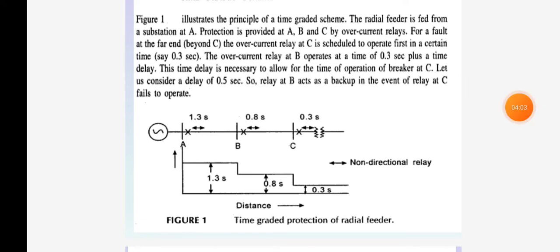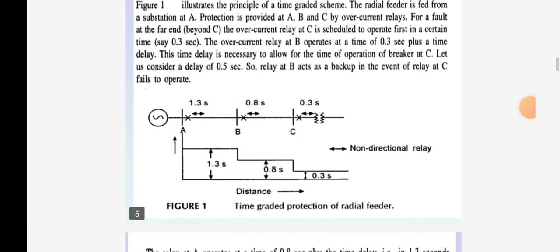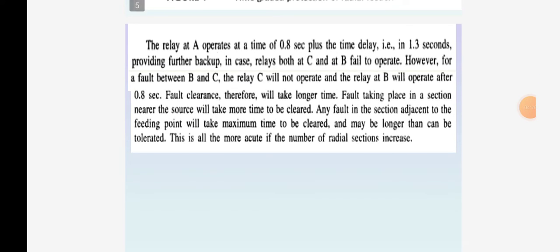In this, the relays are non-directional, and the operating times for the substations are 1.3 seconds, 0.8 seconds and 0.3 seconds. The relay at A operates at a time of 0.8 second plus the time delay, that is 1.3 seconds, providing further backup in case the relays at both C and B fail to operate.